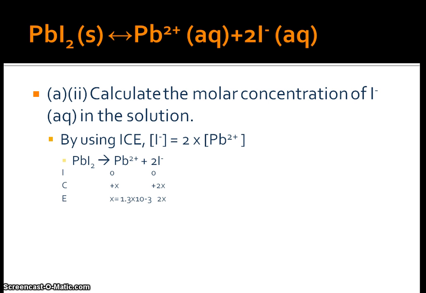Then it's given that the Pb2+ equilibrium molarity is 1.3 times 10 to the negative third. So that's equal to x, and going by that, I- is 2 times 1.3 times 10 to the negative third, which is 2.6 times 10 to the negative third molar.